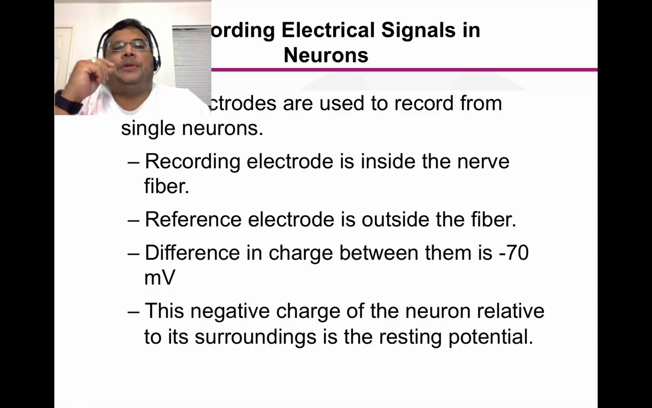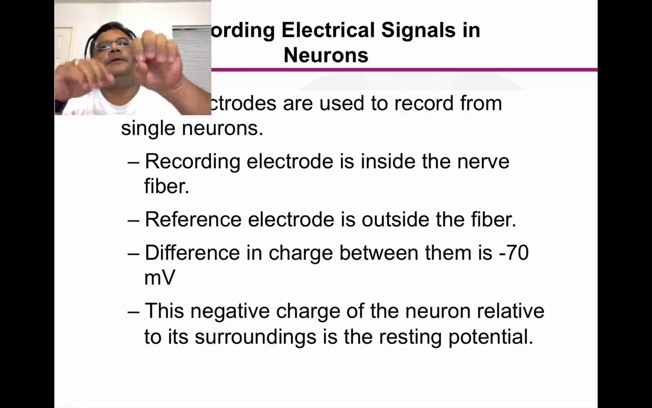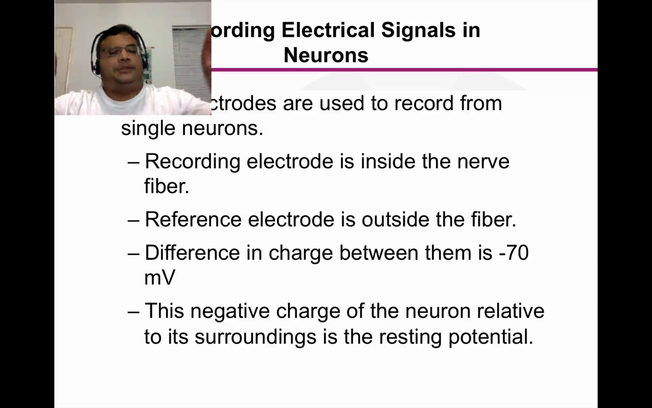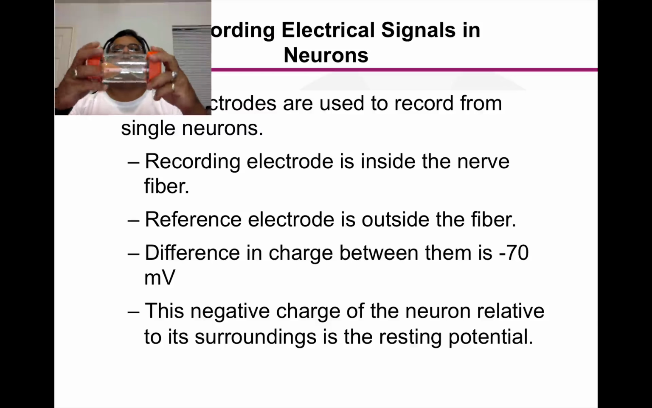And basically, what they do is they insert a tiny thin glass electrode inside a nerve fiber, and then they have another electrode outside the nerve, right? So if this is the nerve fiber, imagine it as a tube, right? Let me see if I have a tube here I can use. Well, here's one. Okay, so here's a tube. So here's a nerve fiber.